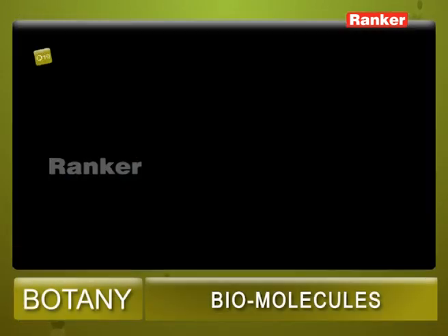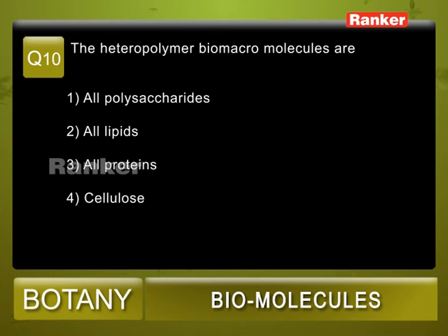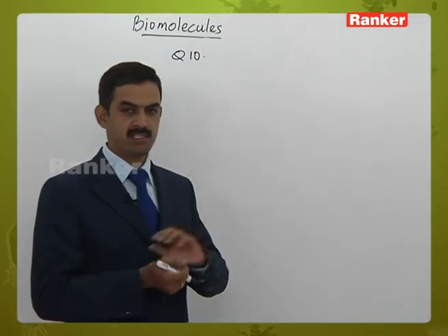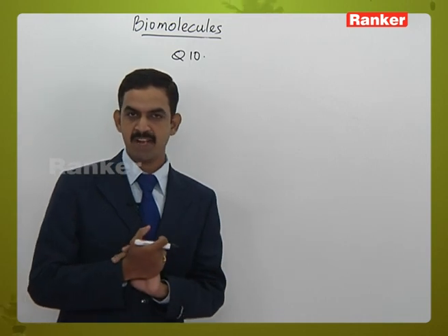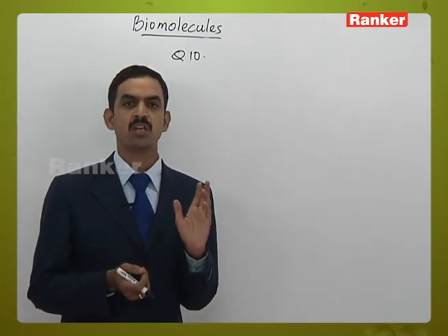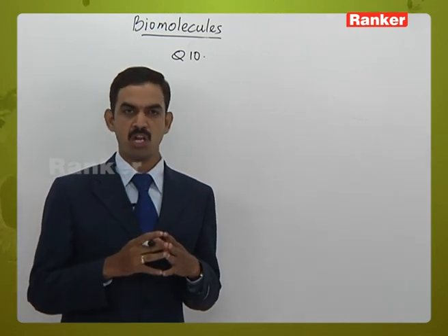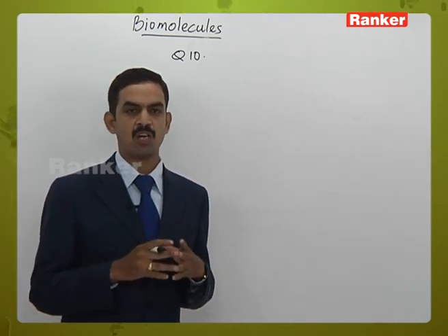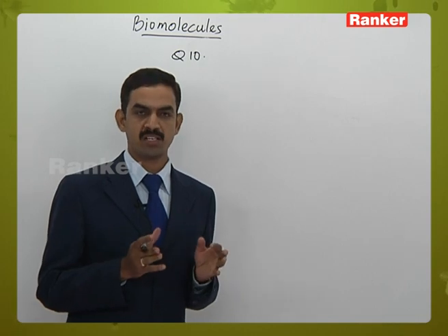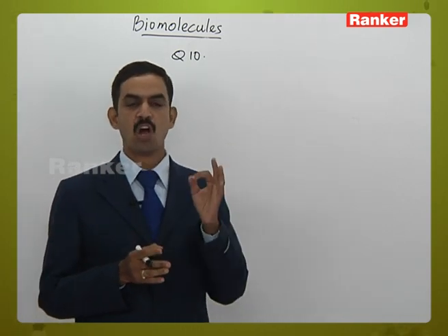Question number 10, the heteropolymer biomacromolecules are options 1, all polysaccharides, 2, all lipids, 3, all proteins, 4, cellulose. In the given options, all the molecules that have been given here, polysaccharides, proteins, lipids and cellulose, all of them are biomolecules. That means they are made up of carbon, hydrogen and oxygen. Basically we say carbon compounds.